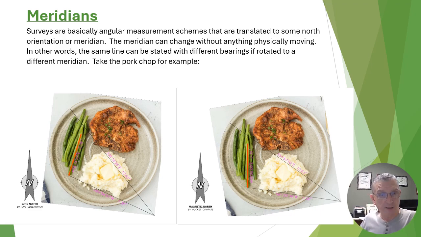Now, if you look at the bearings, they might change a lot. The bearing of this green bean changes however much you rotate it. But the green bean, the pork chops, and the mashed potatoes are all in the same exact location relative to each other on that plate. And so it is with property lines. Wherever those property lines are is where they are. How you describe them with bearings is just a decision of what meridian is used.